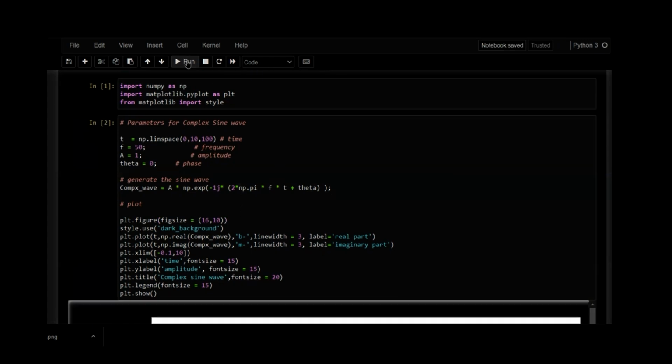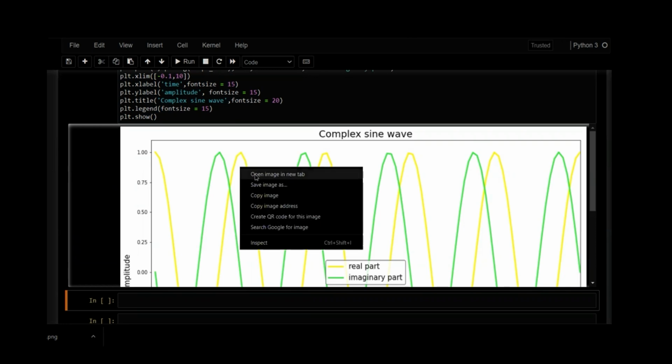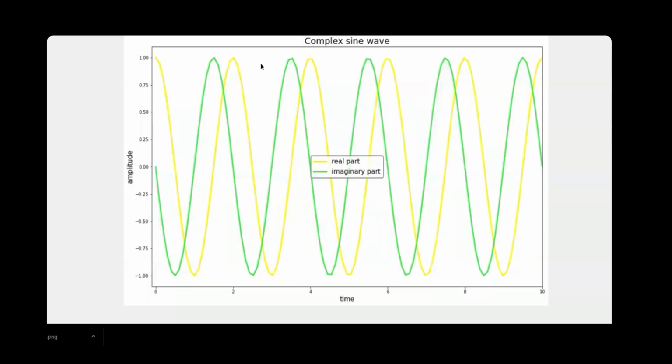Next, we plot the wave. We select the figure size and a dark background. We plot the real part of the complex wave in blue and the imaginary part in magenta. Let's run this cell and observe the real and imaginary parts simultaneously. This is our complex sine wave.